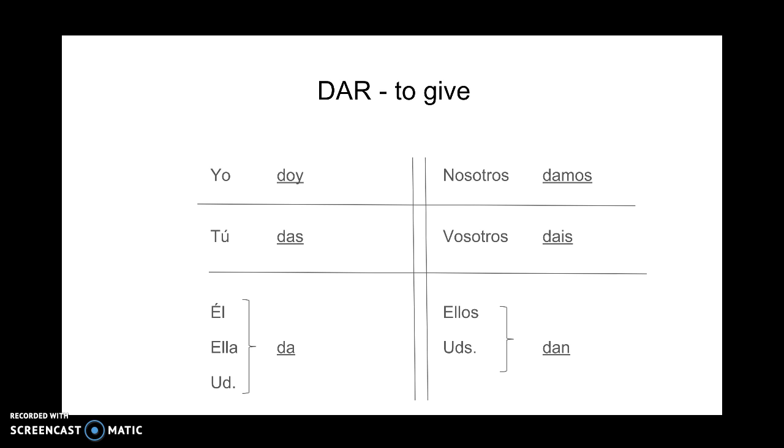Nosotros damos is we give. Vosotros dais is you all give, the one that's only used in España. And they give or you all give is ellos y ustedes dan. Pause the video again to answer the 2 questions on página 2. And when you've finished, please move on to página 3, which deals with the verb hacer.